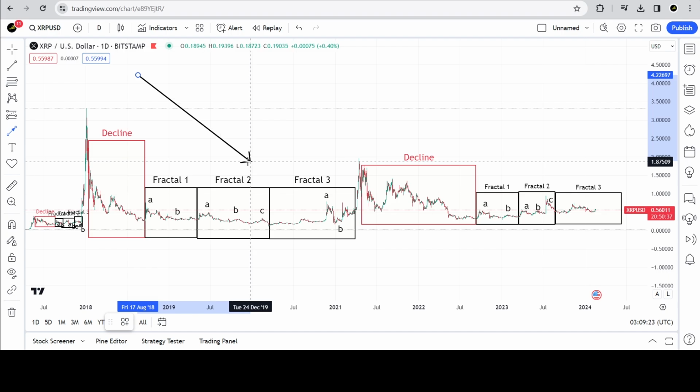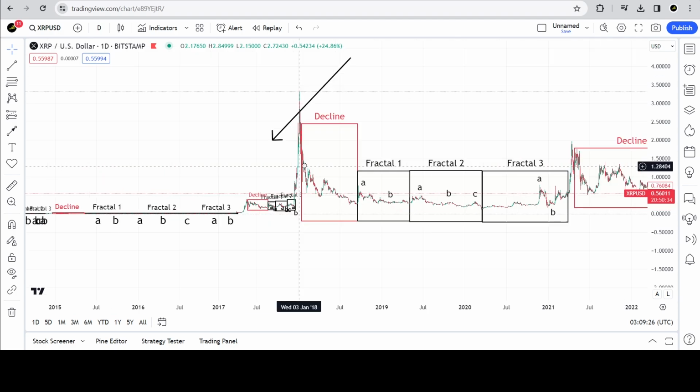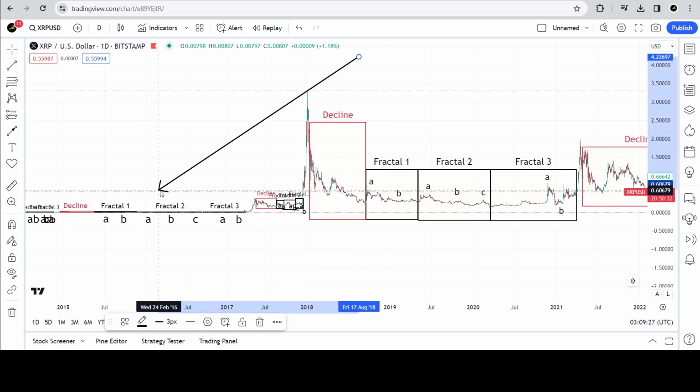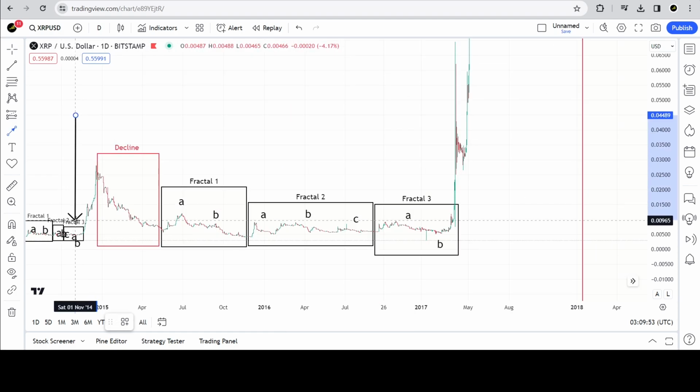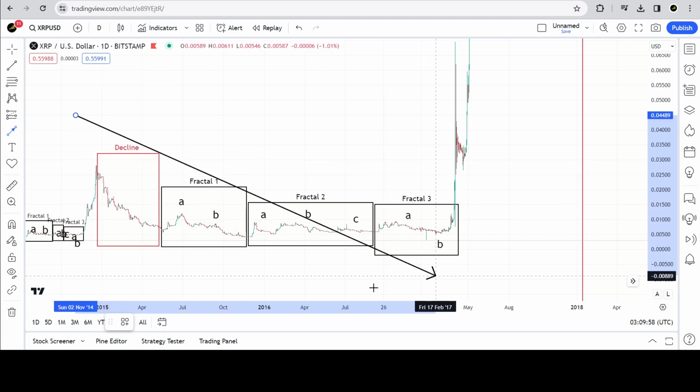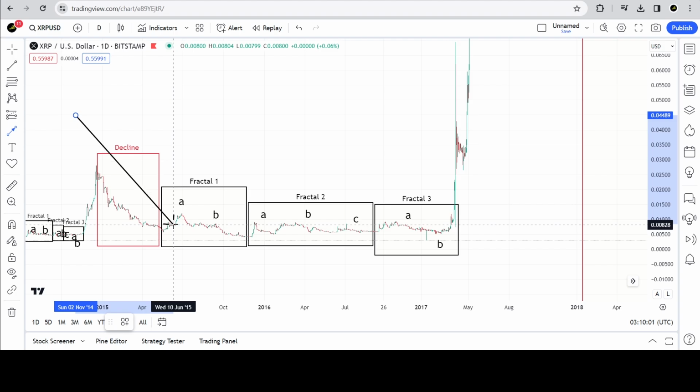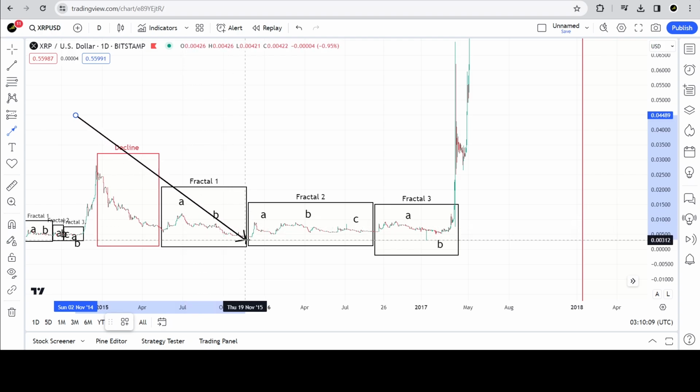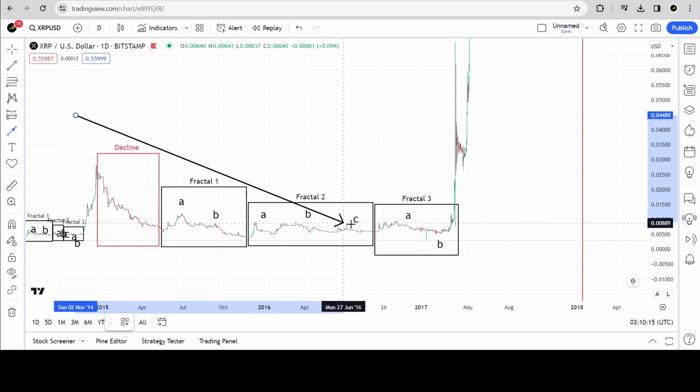If we were to go back further in XRP history, let's go over here. We see that same sequence of events taking place. We have a bull run, we have a decline, we have a sideways range-bound time. In that sideways range-bound time, we have 3 separate fractals with fractal 1, part A, where it moves up, moves back down, part B, where it goes flat, and this time it angled down a little bit, just like I was telling you. In fractal 2, we have the 3 waves, wave A, wave B, and wave C.